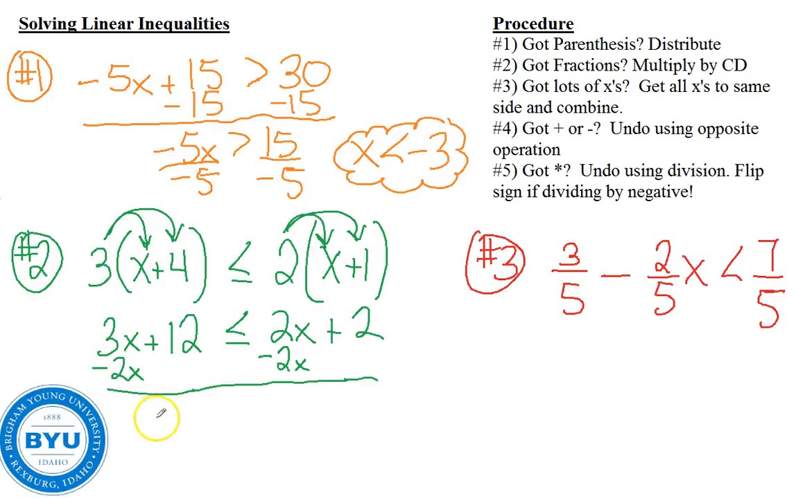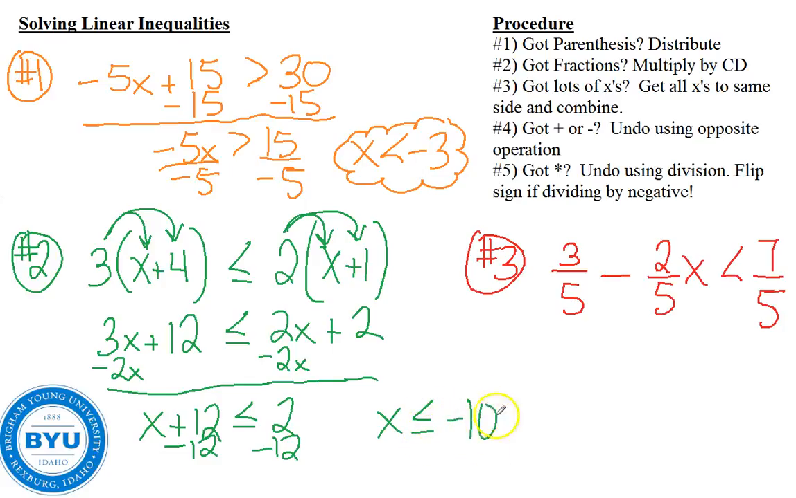3x minus 2x, that's just x plus 12 is less than or equal to 2. Okay, I got to get x by itself, so I'm going to go ahead and minus 12 to both sides. Minus 12. And I get x is less than or equal to negative 10. That's my answer. There's nothing that we divided by in the last step, so there's no flippage or anything. My answer is just x is less than or equal to negative 10. Remember, you only flip the sign if you divide by a negative.